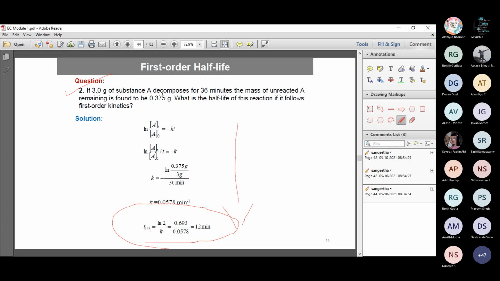If 3 grams of substance A decomposes for 36 minutes, the mass of unreacted A remaining is found to be this much grams, 0.375. What's the half-life of the reaction if it follows first order kinetics? Written? Then you can also refer to some of the problems in the O.P. Pahuja textbook. Okay, students?